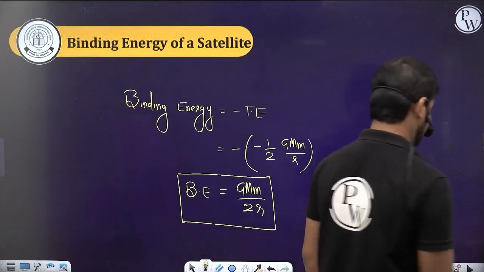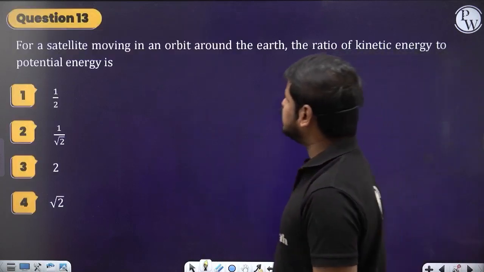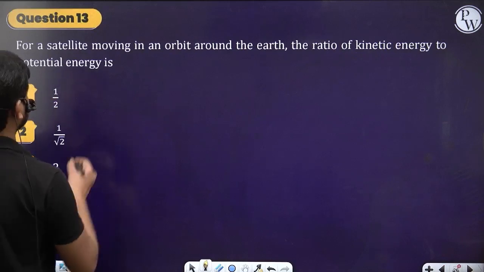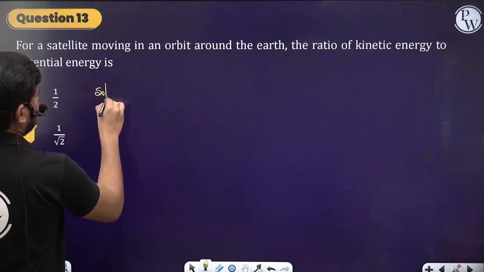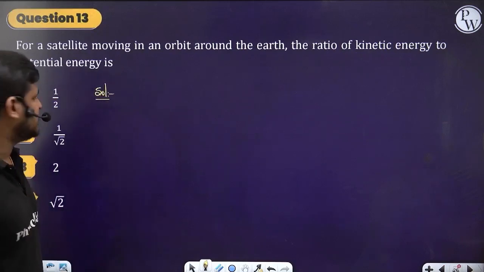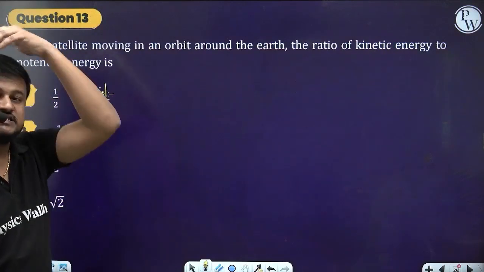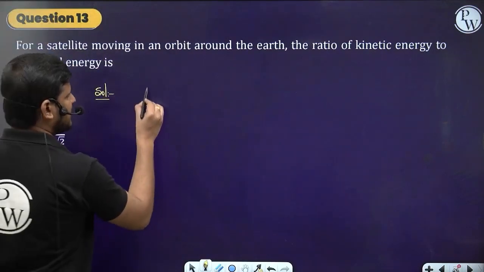Done? Chalo. So for a satellite moving in an orbit around the earth, what will be the ratio of kinetic energy to the potential energy? The ratio of kinetic energy to the potential energy. If you want, you can write the formulas.